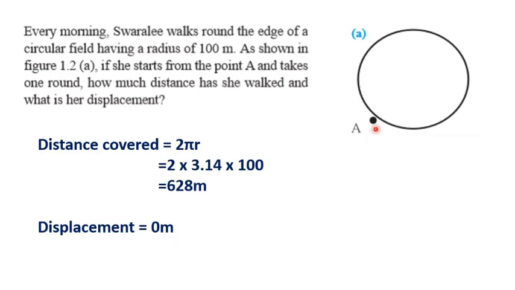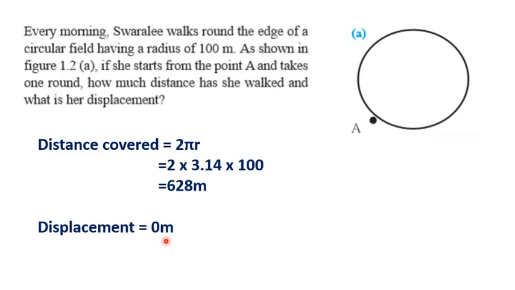So children, displacement is the distance between the initial point and the final point. She is starting from point A and then again she is reaching at point A. So she is reaching at the initial point only. That is why the displacement is 0. There was no displacement taking place, and this is the reason why the displacement is 0.